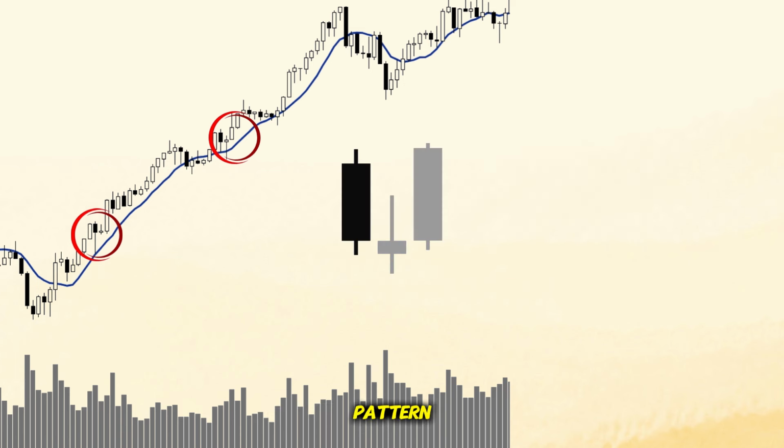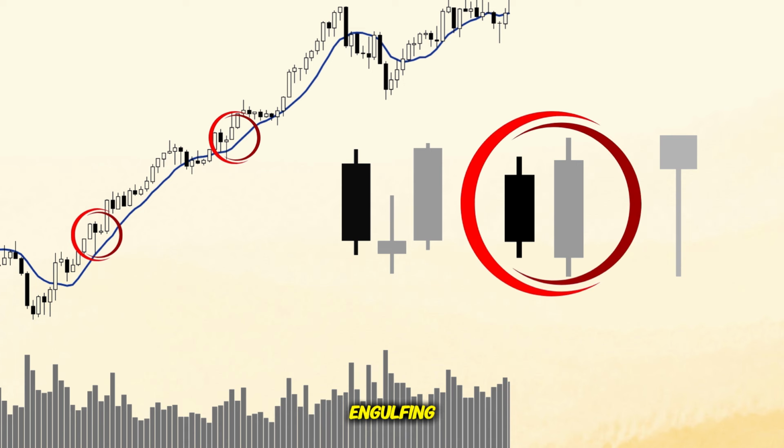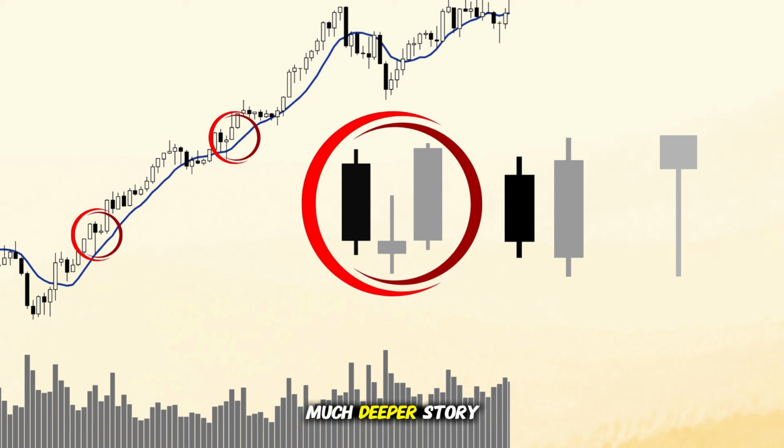The morning star pattern carries a much deeper meaning than the bullish engulfing, hammer, or other common patterns. In a bullish engulfing, it simply means that buyers have outnumbered sellers, and the price may move higher. The same goes for the hammer. Buyers are pushing the market upward, but the morning star tells a much deeper story.